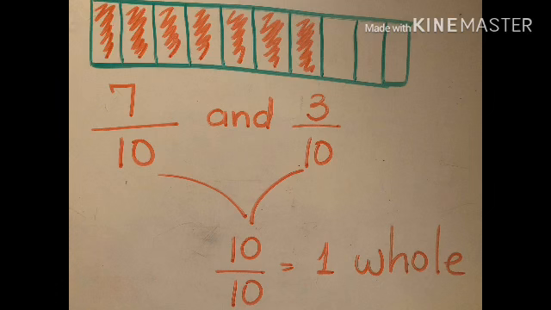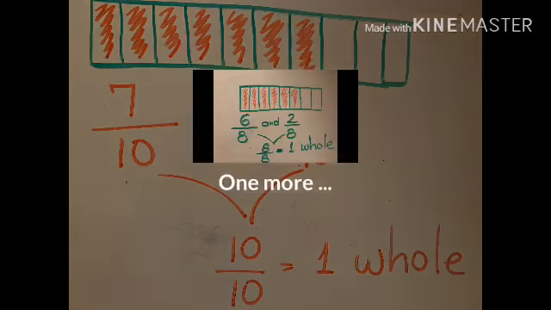Now let's count the ones that are not shaded. The parts that are not shaded are 1, 2, and 3. The fraction that I would use to represent these parts is 3/10. If we bring these two fractions together, it becomes 10/10, which is the same as one whole because I'm taking all the parts.